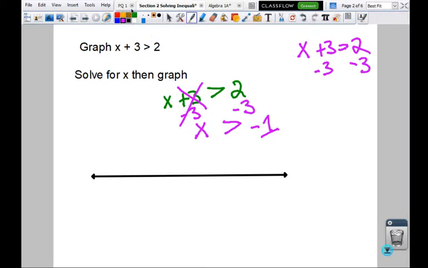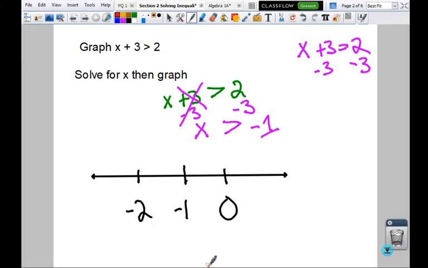So I'm going to go down here to my number line. I'm going to start out at negative 1, and then Richie, help me out. What is bigger than negative 1? 0. Remember, negatives are kind of backwards. And then what's smaller than negative 1, Richie? Negative 2. Yep. So I have negative 1 right in the middle, 0, negative 2.